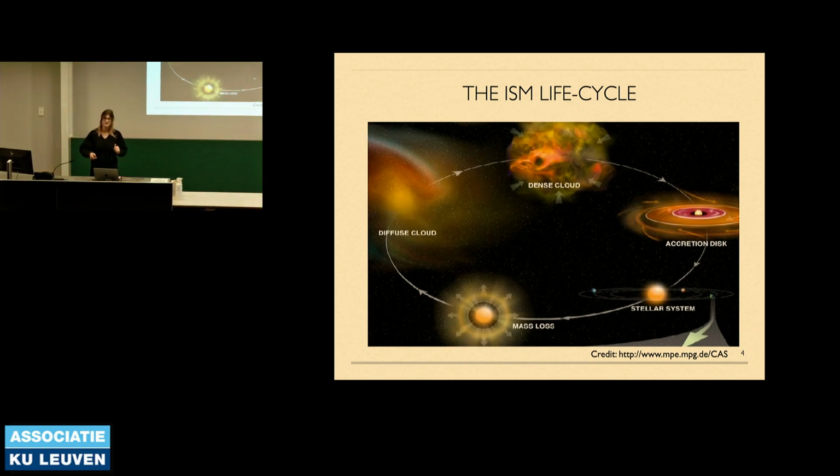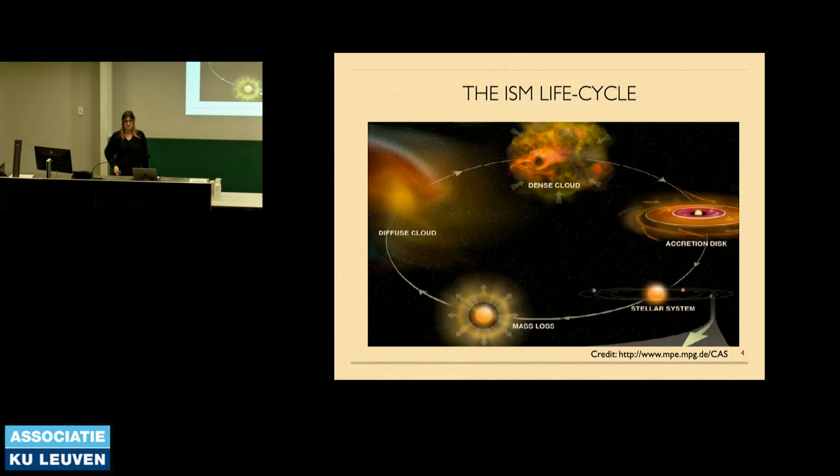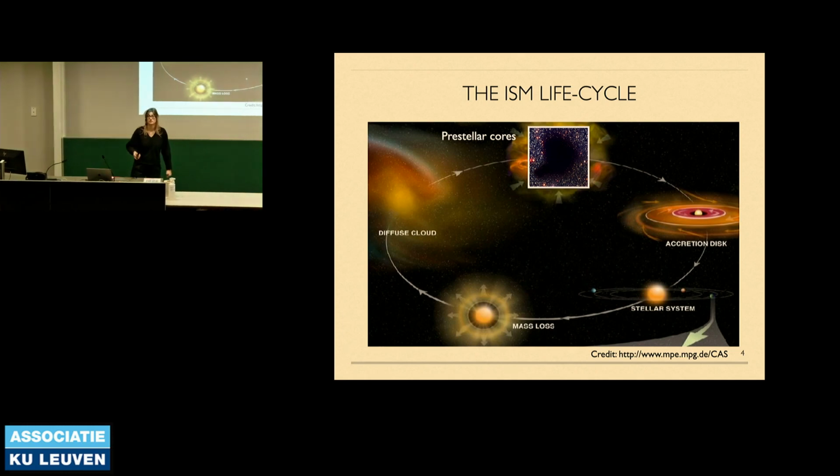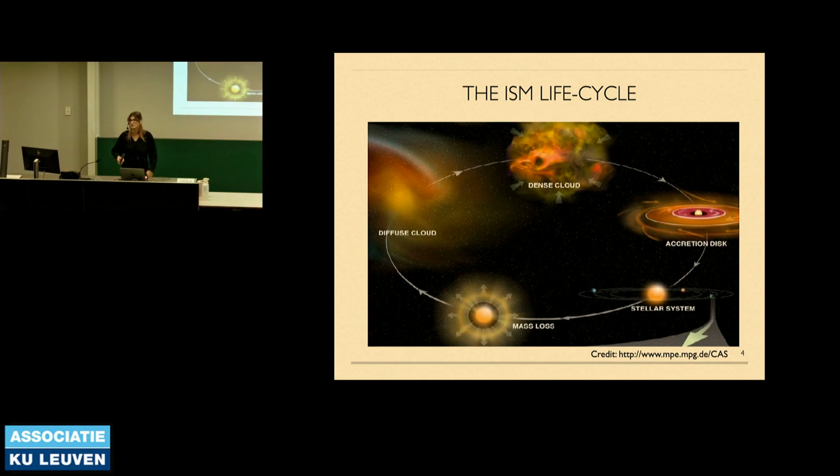And these clouds tend to fragment into smaller and even denser, even colder pieces, known as prestellar cores, which, at least concerning low-mass stars, is really where the action happens. So these will, when and if growing up stable against gravitational collapse, collapse and form a central object known as a protostar.